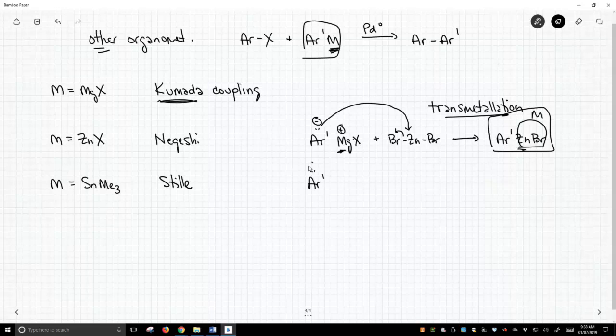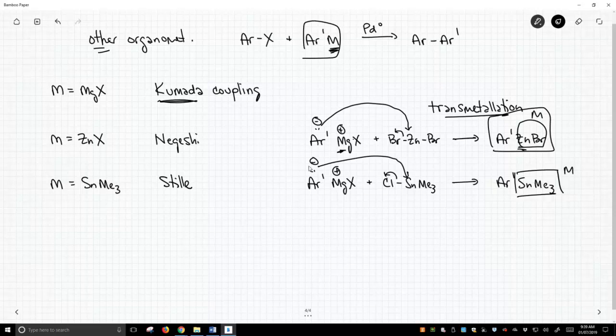How do we make this? Well, again, we might start with a Grignard reagent, where this is a very easy organometallic to make. And then we treat this with some kind of tin reagent. Our nucleophilic aromatic ring will replace that chloride. And now we have an organotin reagent, where our metal is a trimethyl stannyl group.